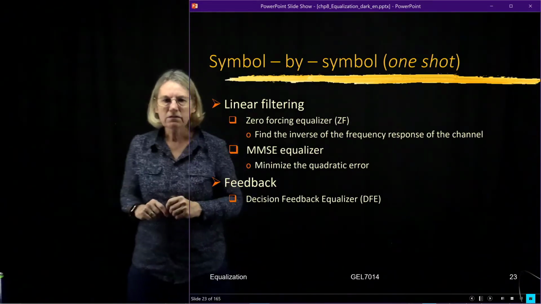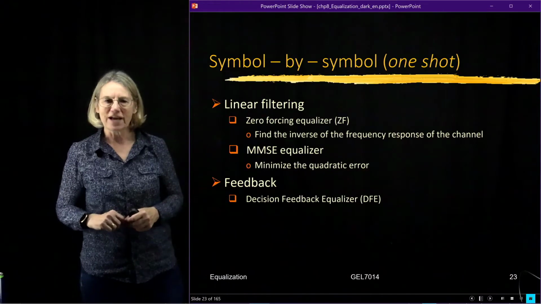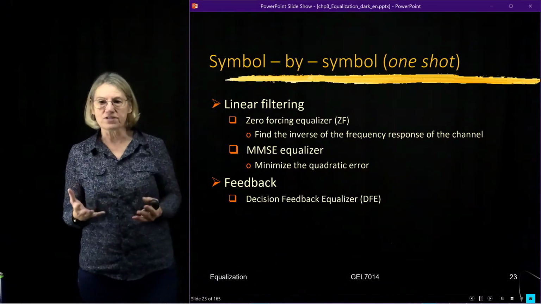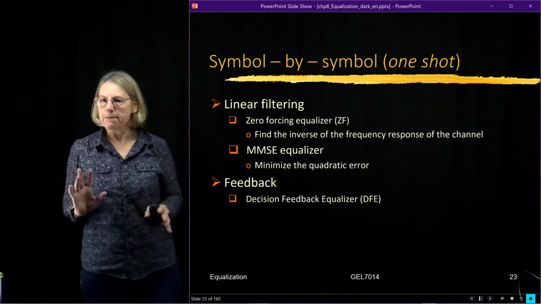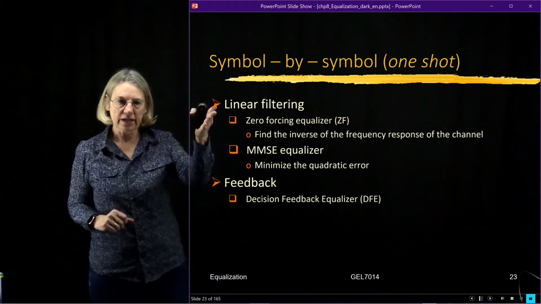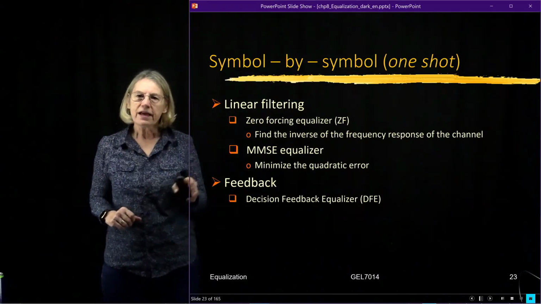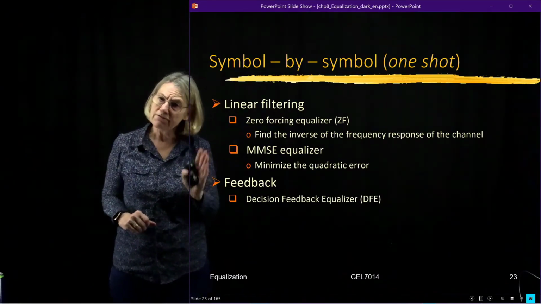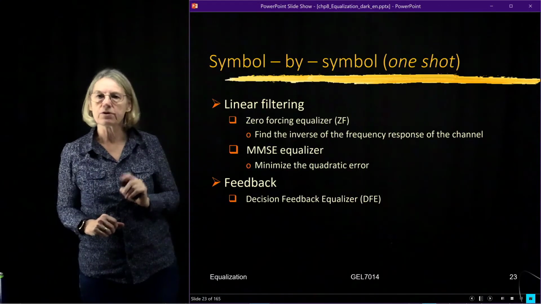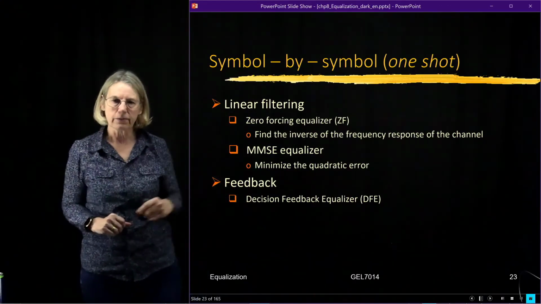Then I'm going to talk about the minimum mean squared error equalizer. And this equalizer is focusing on the impact of the noise, which is not really mentioned in the zero forcing one. So we'll be looking at both of these linear filters quite closely. And I said there's going to be a feedback one, and the only feedback equalizer I'll be talking about is the decision feedback equalizer. And that'll be the last thing we cover, kind of quickly.